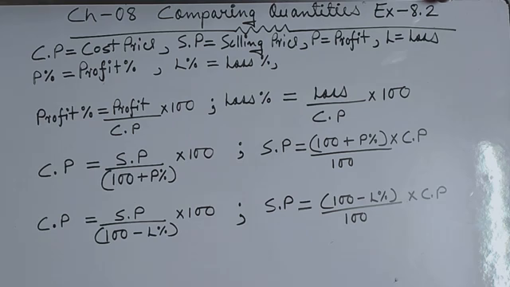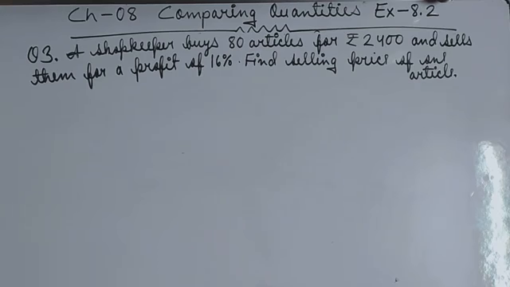So now let us start with question number 3 of this exercise 8.2, which is based on profit and loss problems. Question number 3 of exercise 8.2: a shopkeeper buys 80 articles for rupees 2400 and sells them for a profit of 16%. Find the selling price of one article.